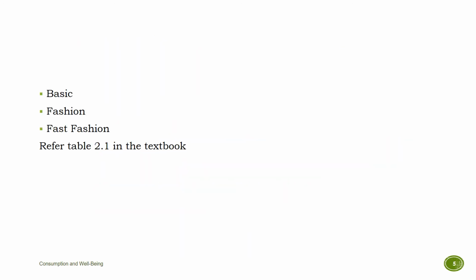Please review table 2.1 in the textbook on page number 44. It gives you clear differentiation between all these three different types of product categories. Highly recommend to look at these characteristics, as this would also be one of your questions on your tests and your quizzes.